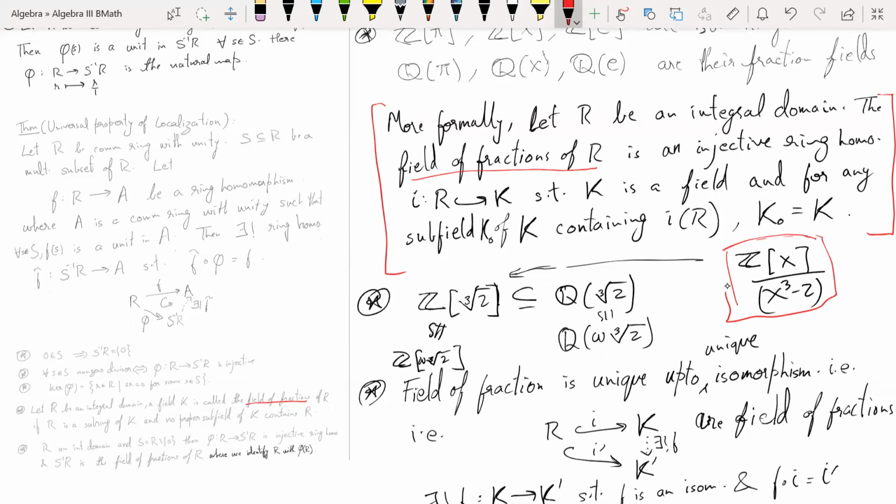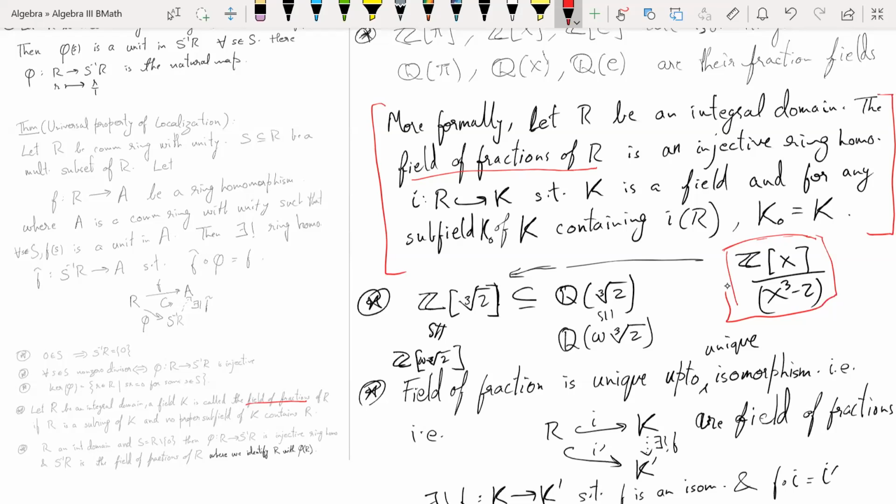if you are thinking in terms of the smallest subfield of C containing Z adjoin cube root of 2. And the fraction field of the second ring is Q adjoin omega cube root of 2, where omega is the complex cube root of unity. And of course, the two fields are also isomorphic by the same reasoning. Both the fields are isomorphic to Q adjoin X mod X cube minus 2.